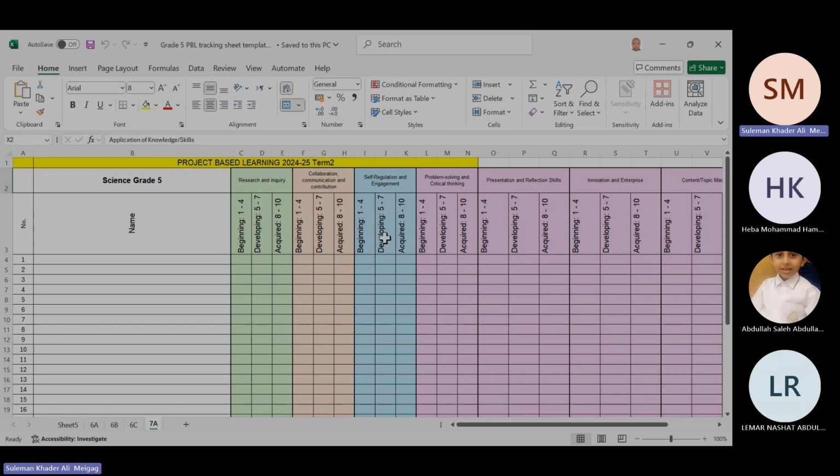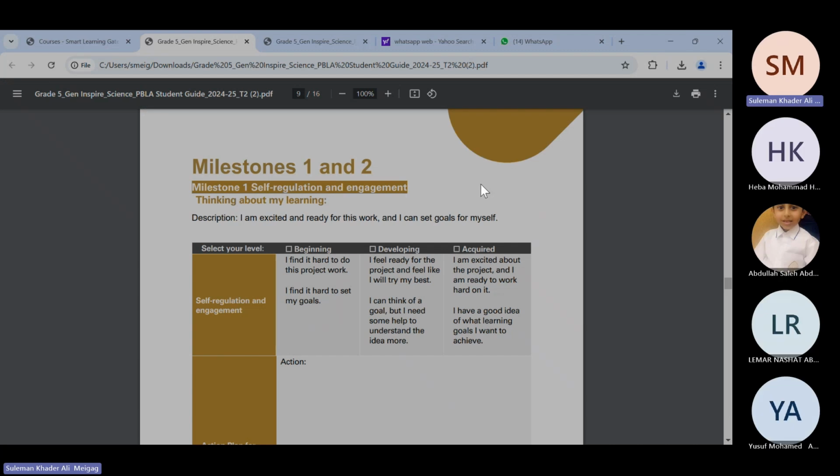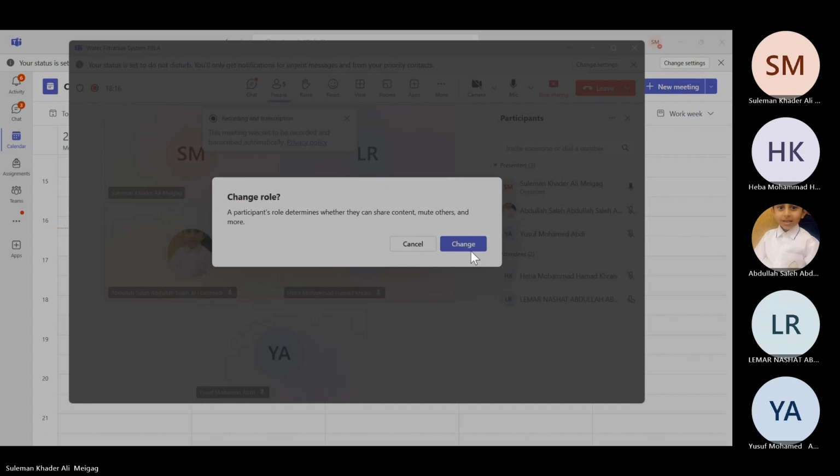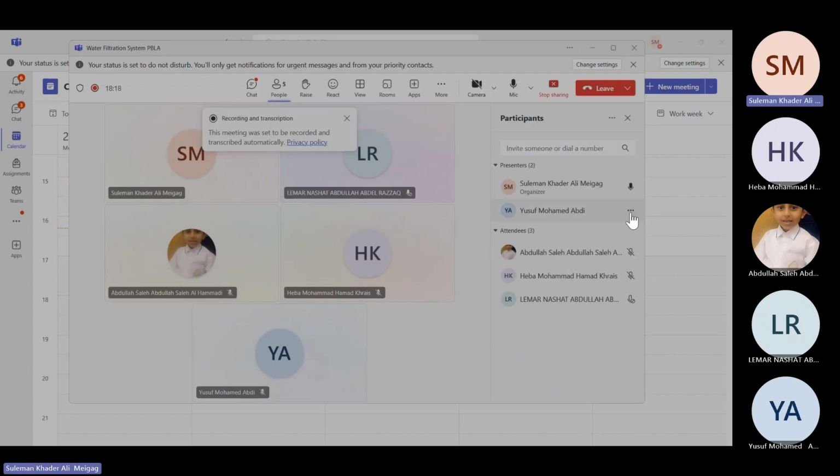Middle, 5 to 7. Okay, so that is the way it is marked. So let's have a look at some of the other things. So let's have a look, 1 minute.